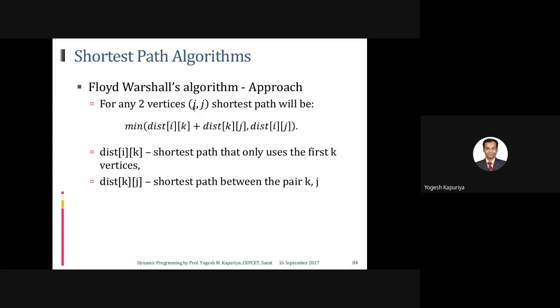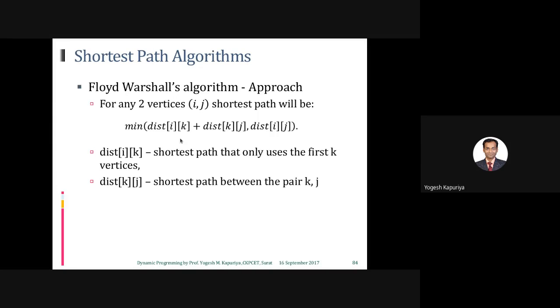Let's say you have two vertices i and j. Then the shortest path between i and j is equal to the minimum of what? Distance between i to k plus distance between k to j. So this is the minimum distance between i to k, the minimum distance between k to j, and the distance between i to j. That means there is some intermediate vertex between i and j, that is called k, or there is no intermediate vertex between i and j, so you have a direct distance.